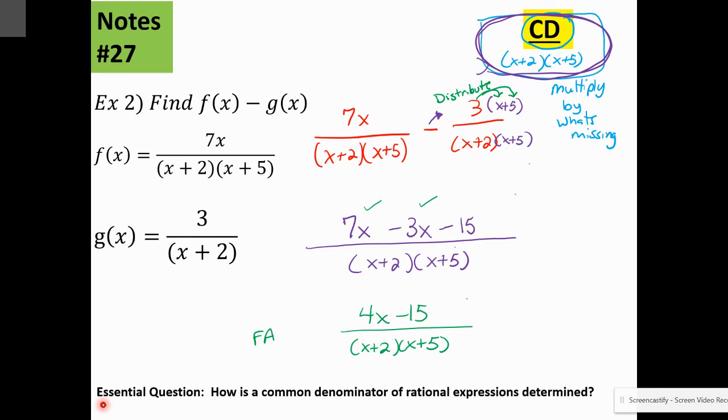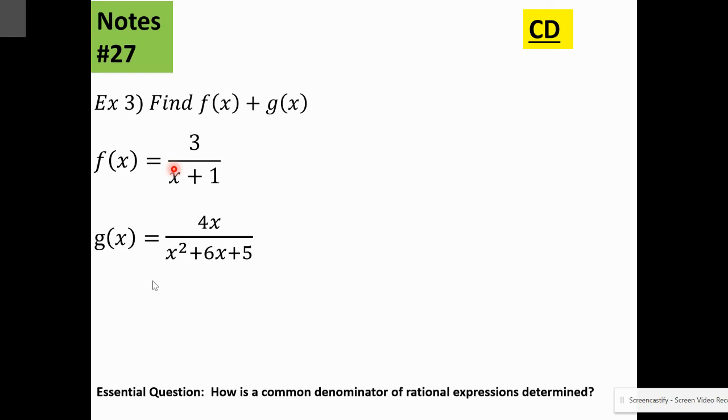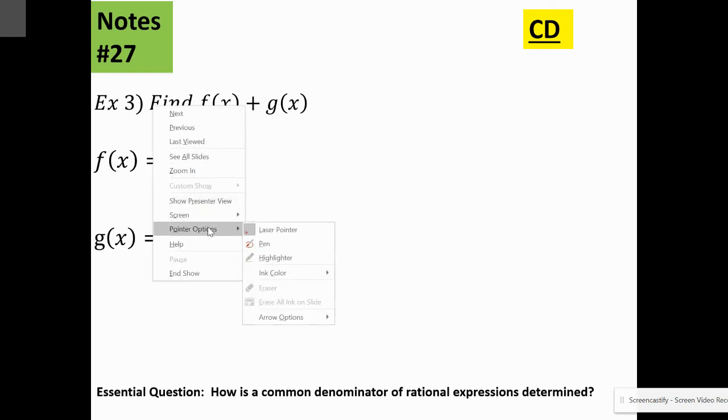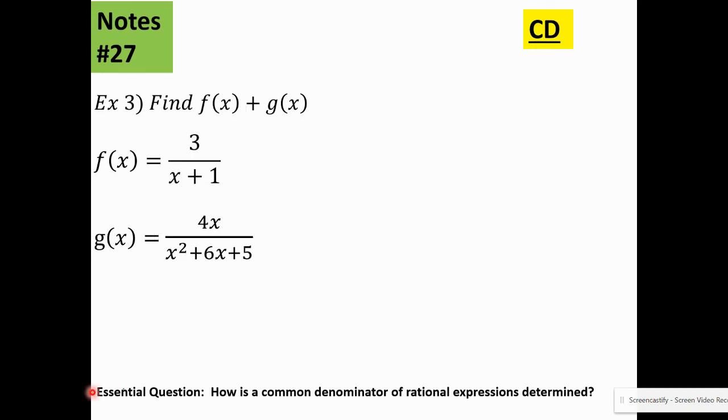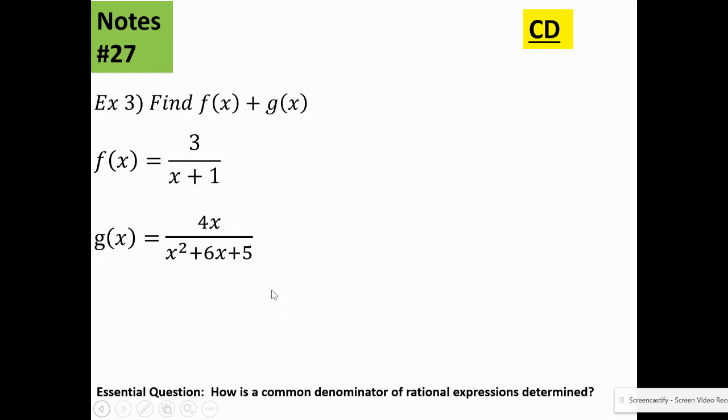Okay, gonna do another one. For some reason, it keeps switching to that laser pointer, so I apologize. It's still on laser pointer. To be on the pen.